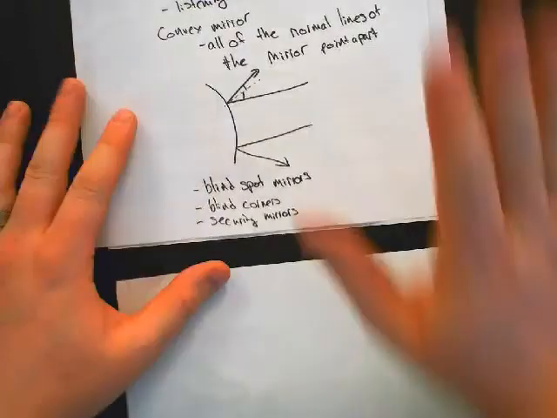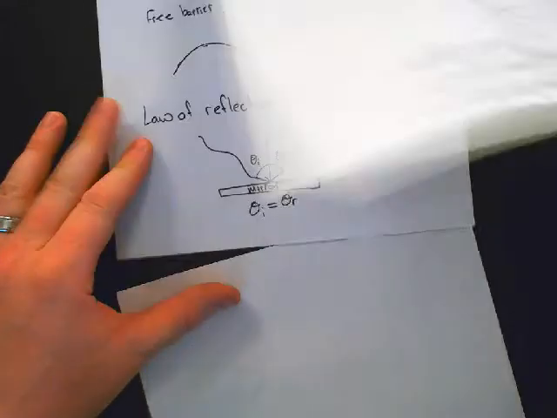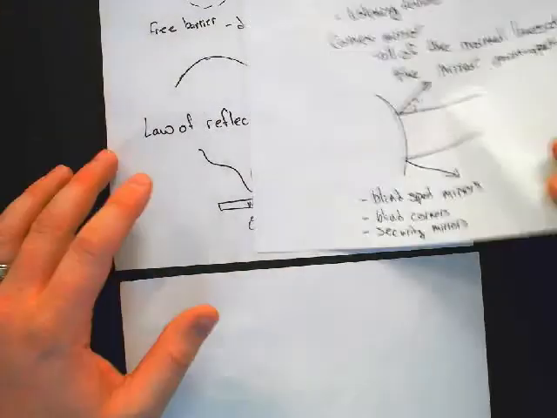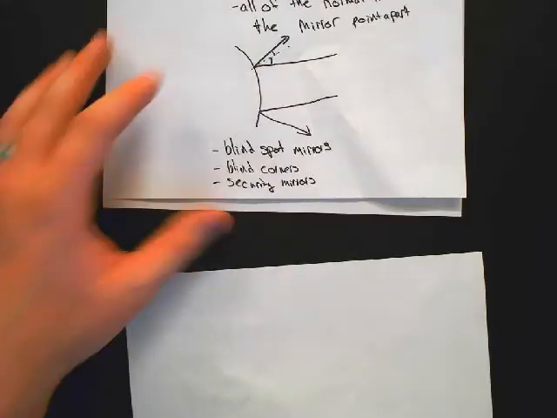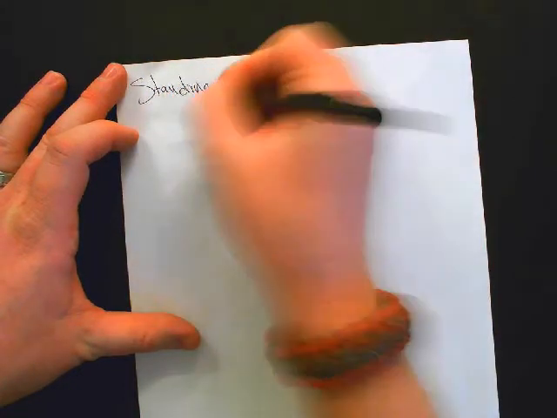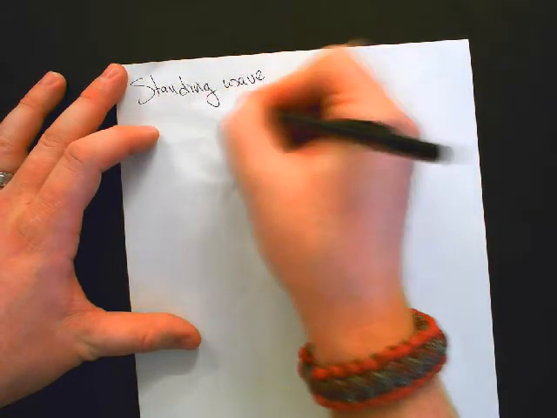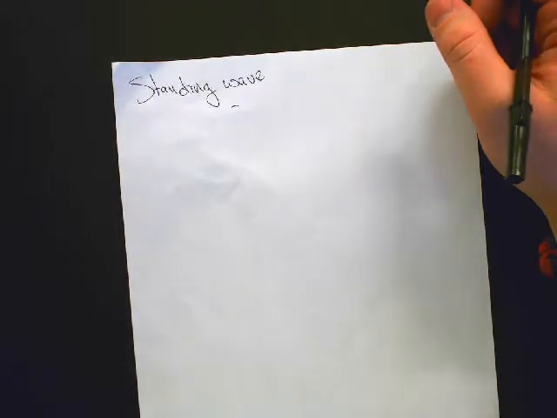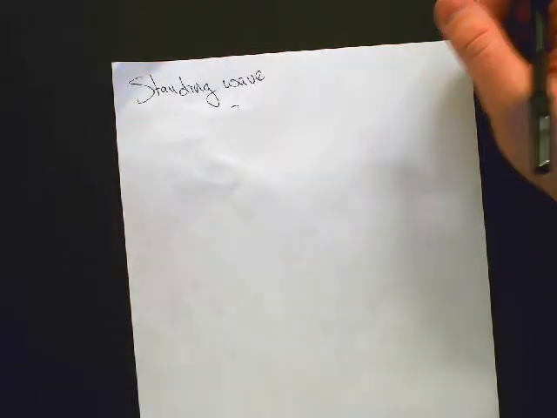All right. So we got types of mirrors. We got the law of reflection. We talked about fixed and free barriers. The next one I've got here for reflection is a standing wave. Yeah, this is all reflection. A standing wave is a wave that is created when a wave is reflected back on top of itself, creating zones of alternating constructive and destructive interference.